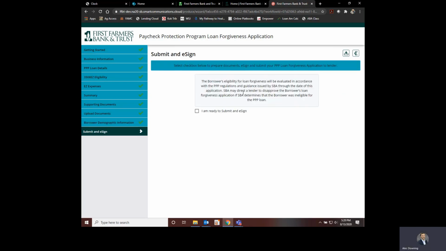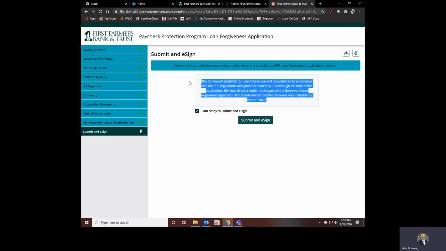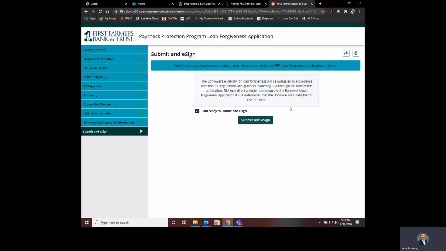So then we can click next and we are done and ready to go. If you select the checkbox below here, and click this right here, the submit and e-sign, you will be preparing those documents, e-signing, and submitting your application to your lender. And then we will be able to review it here at the bank and be able to send that on to the SBA. We will keep you in the loop, obviously, on that process and how the forgiveness has gone. Obviously, all this is going to follow all the regulations, guidance, and criteria of everything the SBA's done. But it's pretty simple as long as you're on the easy form.